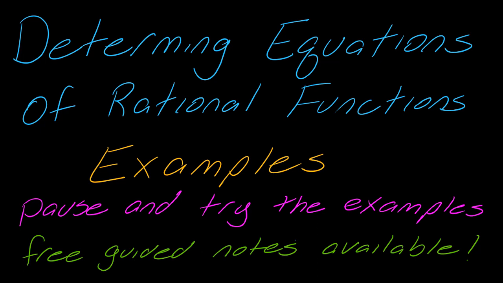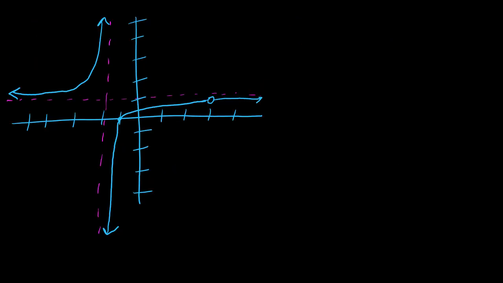So I got some questions about how to figure out the equations of rational functions from graphs. I have just a couple examples here to walk you through this. If you've been graphing rational functions, some of this should make sense, and then maybe there's just a few other points of this that you didn't fully connect.